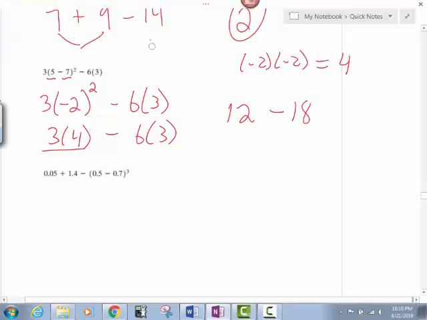Let's think about this again for a minute. I have $12, but I owe you 18. Once I pay you, I will still owe you 6 more, right?